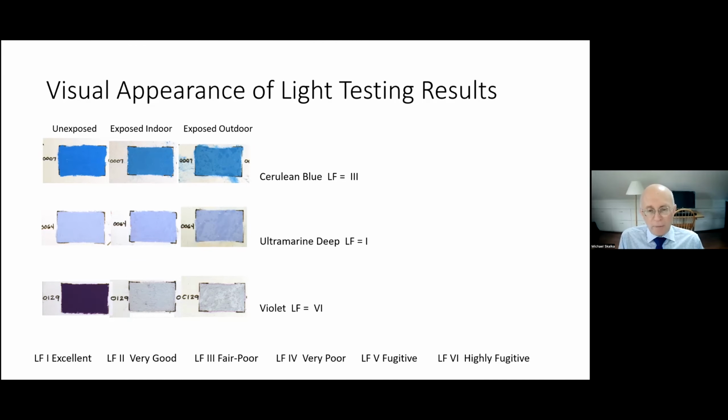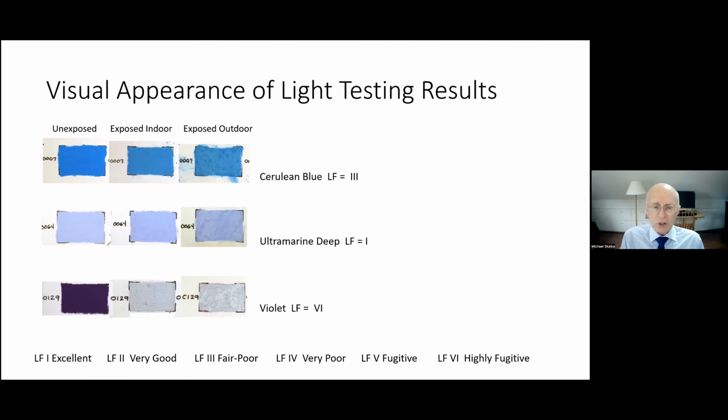Here you must trust your eyes as opposed to trusting the spectrophotometer. As you can see, the ultramarine deep has an ASTM Lightfastness level 1. But when you look at the sample, the unexposed versus the exposed outdoor, this sample is darker. This sample is not uniform. Even the exposed indoor sample looks closer.